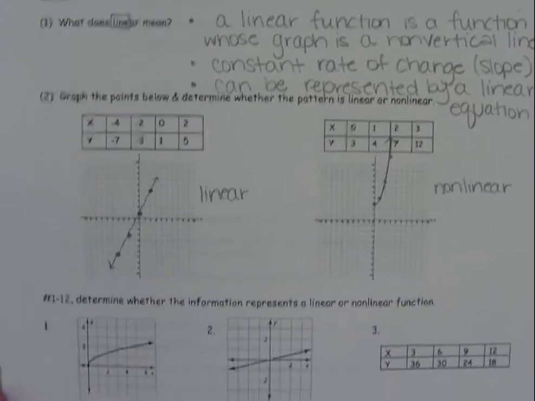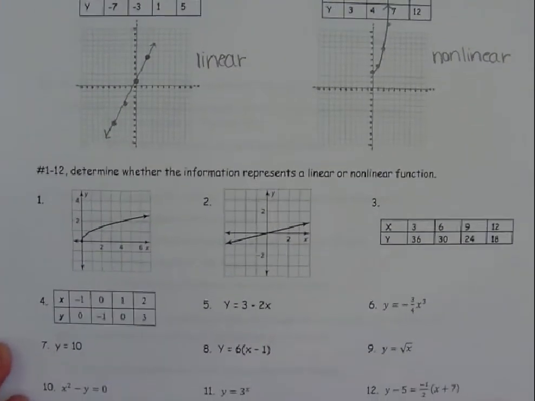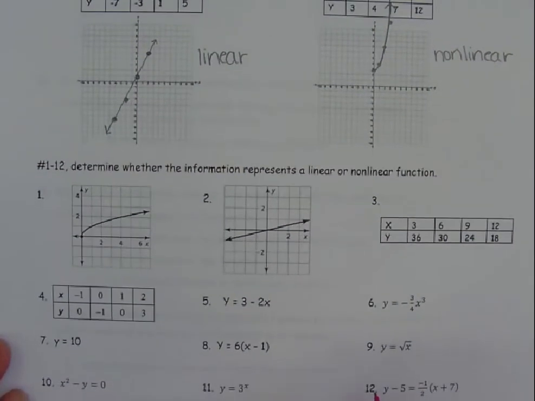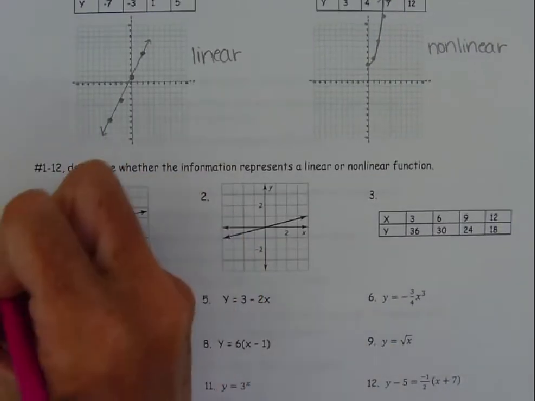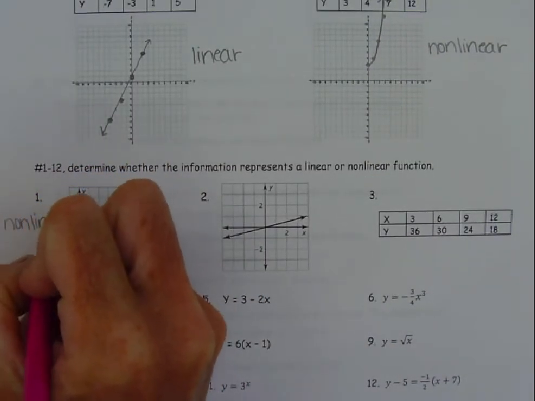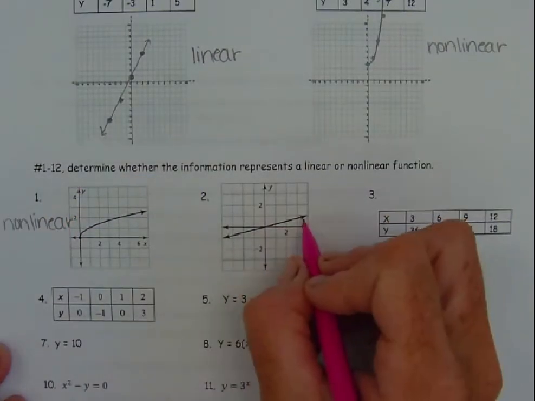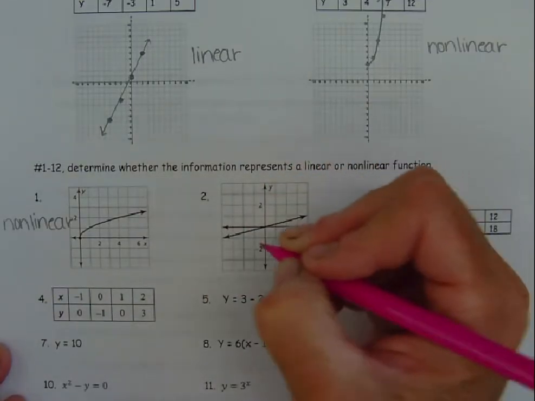If we take a look at some examples, it's pretty easy to see whenever you have a picture. If you take a look at this first couple graphs, you will notice right away that this graph curves. So then this is nonlinear. On number 2, you will notice that it is a straight line. And anytime it's a non-vertical straight line, it is linear.